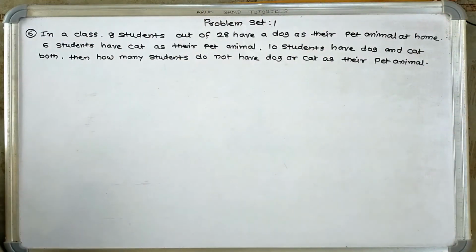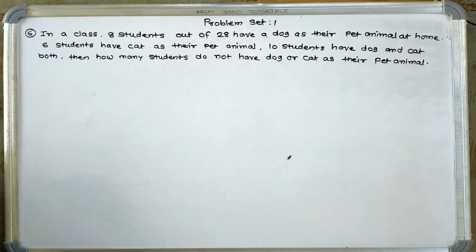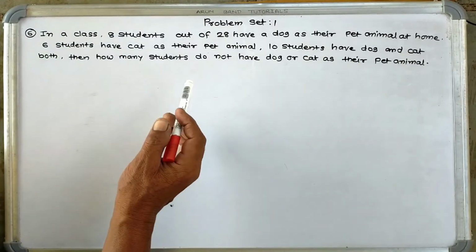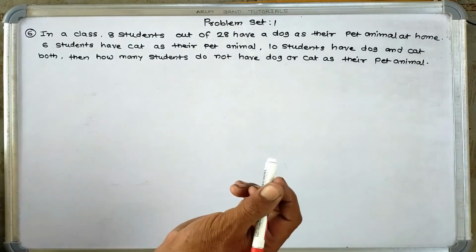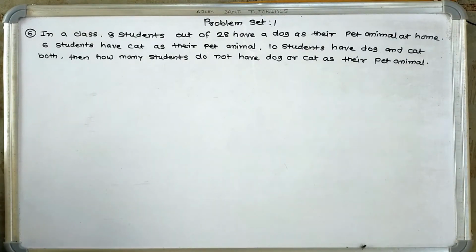Here in example 6 we are given in a class of 28 students, 8 students have a dog as their pet animal, 6 students have cat as their pet animal, 10 students have dog and cat both. Then how many students do not have dog or cat as their pet animal?